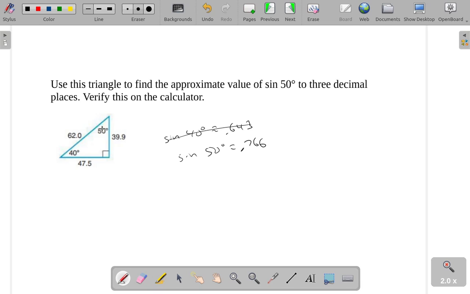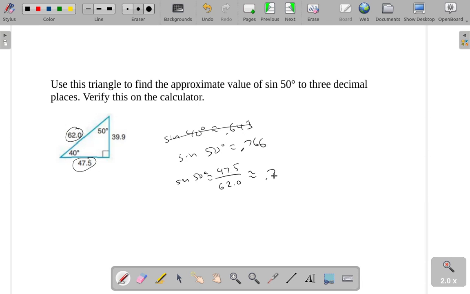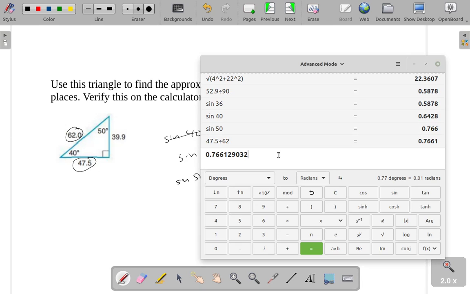If I was actually to try to calculate the sine of 50 degrees using this particular triangle, I would want to take the side that's opposite my 50-degree angle, that's this side right here, and divide it by the length of the hypotenuse. This would be 47.5 divided by 62.0. So sine of 50 degrees, this is an alternate way to calculate it. Well, less accurate and more effort, but that's why we're doing it, right? 0.766. And you can see we get approximately the same number.